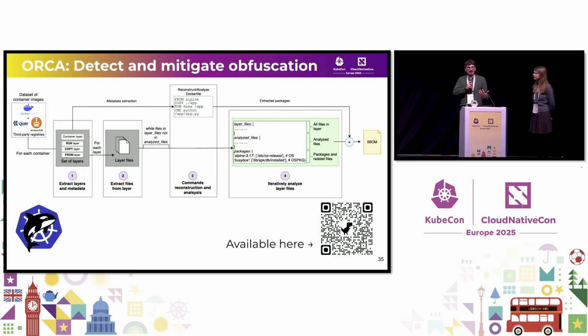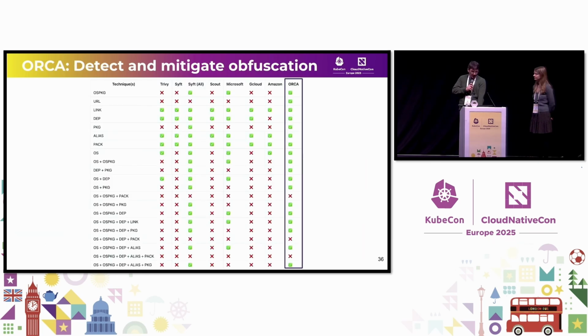So we use coverage as a metric to understand how well we are able to reconstruct the content of the image. And we built an open source tool called Orca, which is available here, and feel free to check it out. So those are the results of our tool. Basically, this methodology is resilient to many instances of obfuscation, way more than the state of the art.